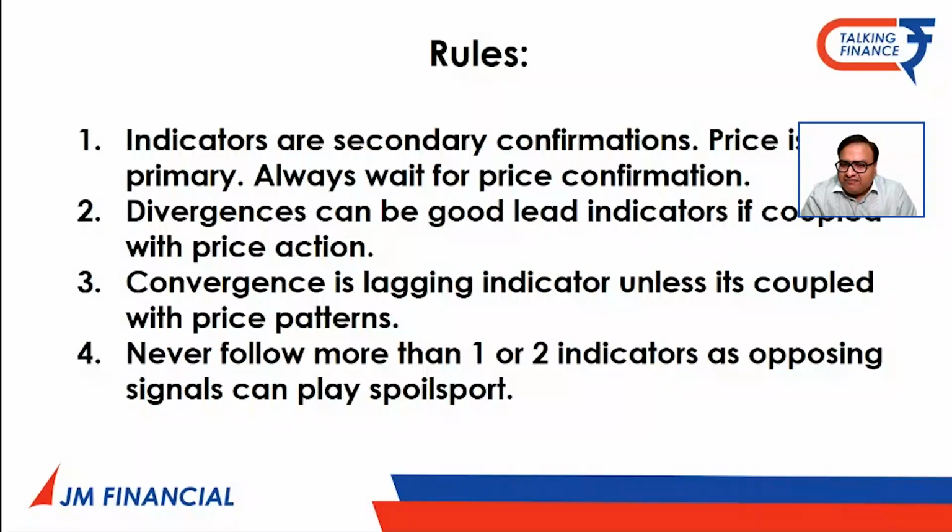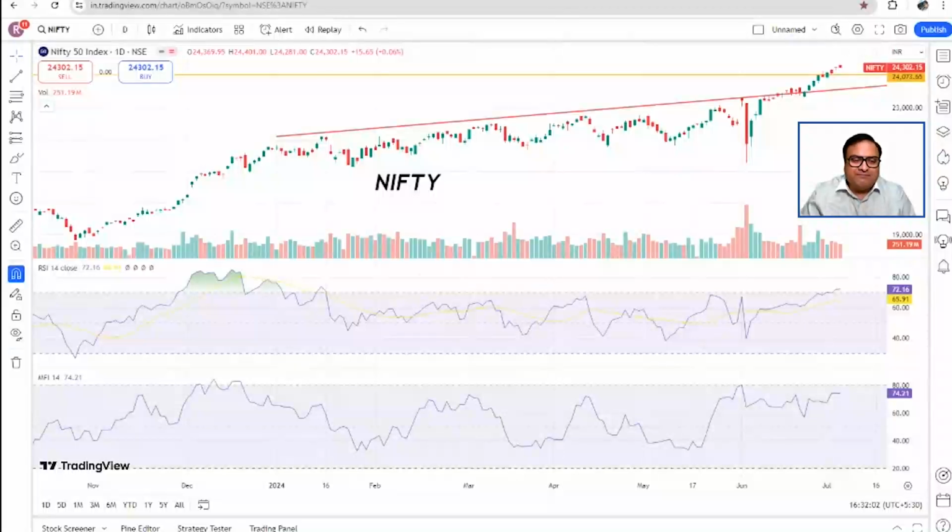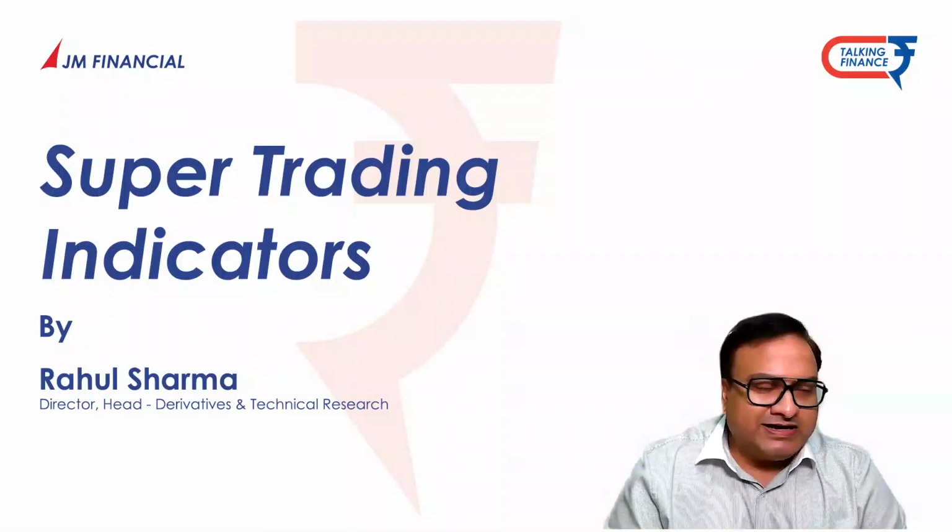And lastly, never follow more than one or two indicators, as opposing signals can play spoilsport. What that simply means is I've seen people apply multiple indicators on charts. They may have RSI, MFI, ADX, Williams %R. There are multiple indicators running, and what happens is these multiple indicators at times give you false signals or opposite signals.